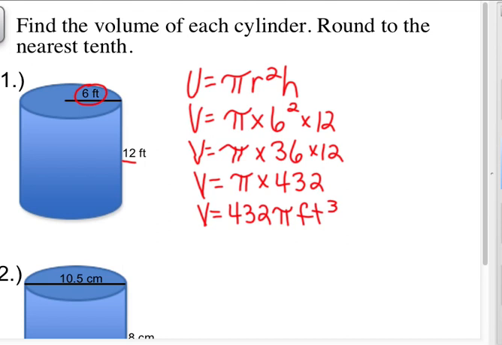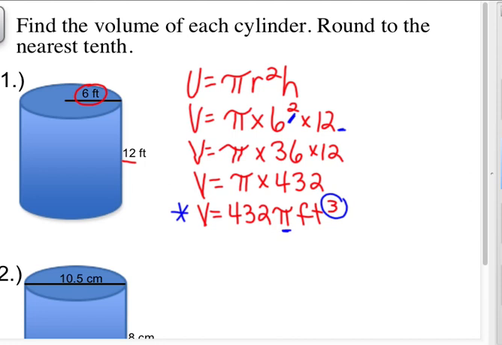Remember when we squared the 6? That was 6 feet times 6 feet. And this 12 is also feet. So you have 6 feet times 6 feet times 12 feet. That's feet times feet times feet, which makes feet to the third power. So this is one way of writing our answer. It's called writing our answer in terms of pi, because we leave pi as a symbol.